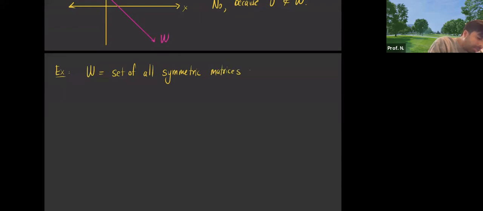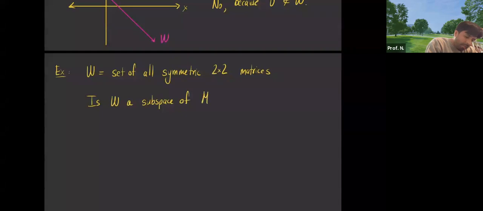The set of all symmetric 2 by 2 matrices. Is W a subspace of M22? We know M22 is a vector space, right? It's the set of all 2 by 2 matrices I defined, so think about this.